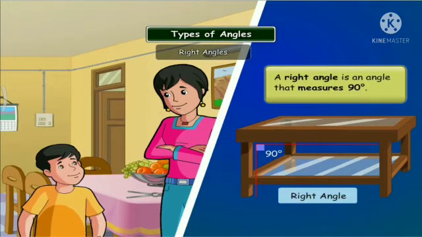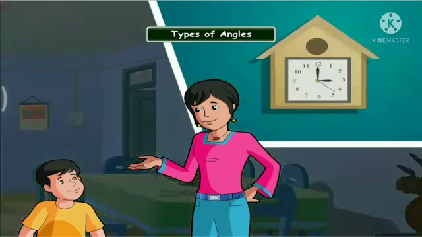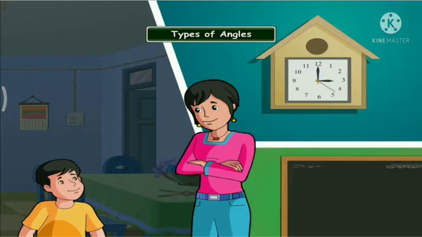So let's see a few more examples of the right angle. First one is a clock. A clock shows 3 o'clock. So the minute hand and the hour hand show a right angle here. Clear, students? Then another example is a blackboard. The two adjacent sides of a blackboard form a right angle. Clear, students? Here the two adjacent sides form your right angle.